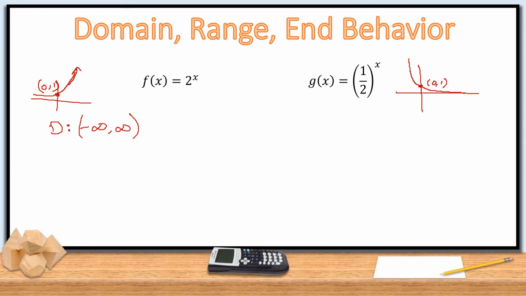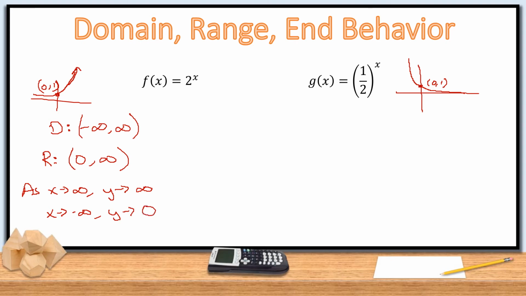Range, now this is one where you do have to be a little bit more careful. The horizontal asymptote is going to be the lowest point on your range if it's growing upwards, and the highest point if it's growing downwards. So our range in this case is 0 to positive infinity, and notice that the 0 is not included because it is an asymptote. It does not ever actually reach that value. And then end behavior, as x goes towards positive infinity, y goes towards positive infinity. As x goes towards negative infinity, y approaches 0. So the horizontal asymptote. It's not always going to be 0, it's going to be whatever the horizontal asymptote is.